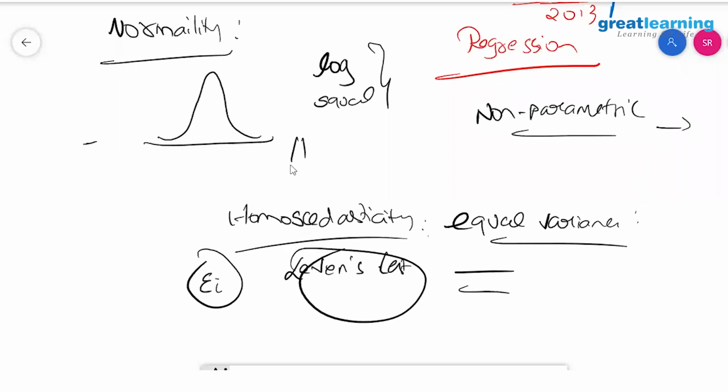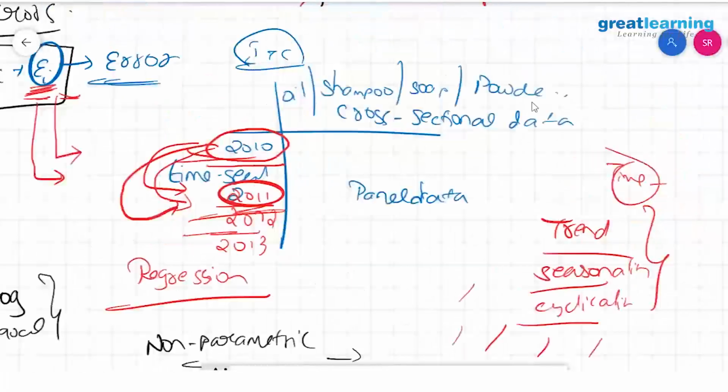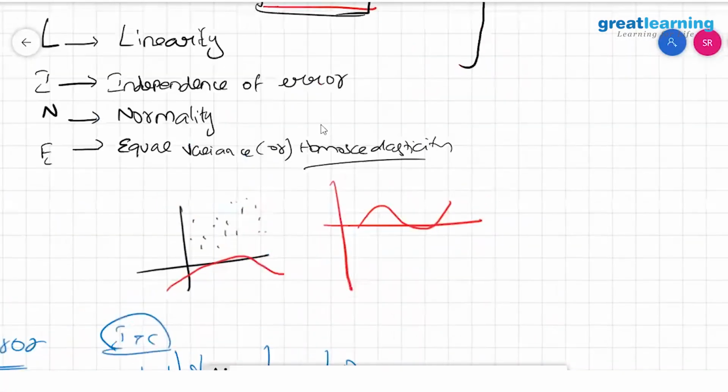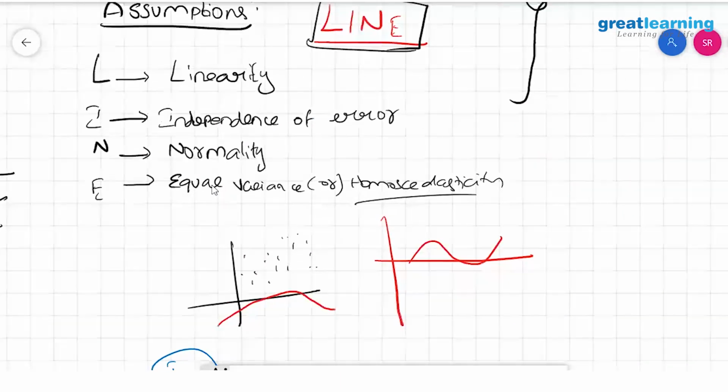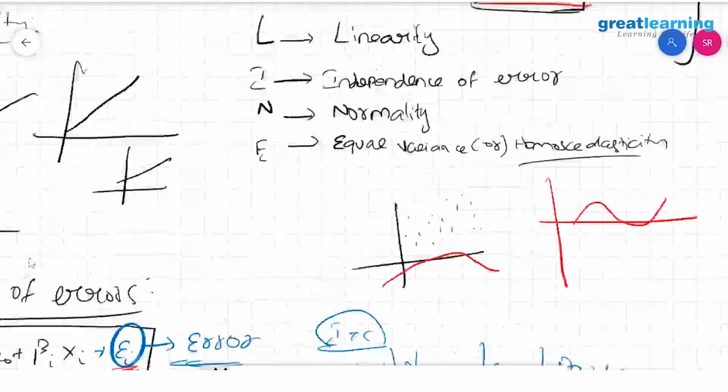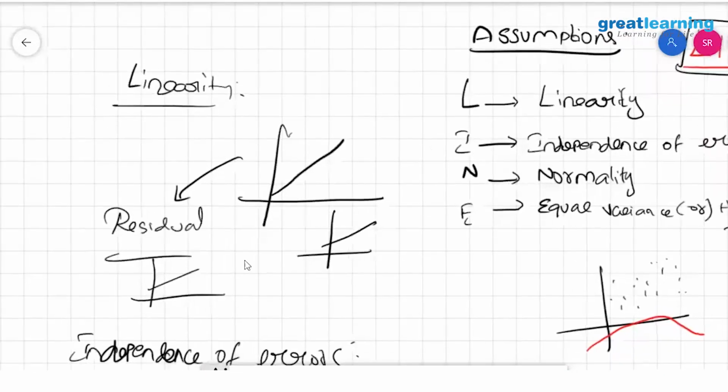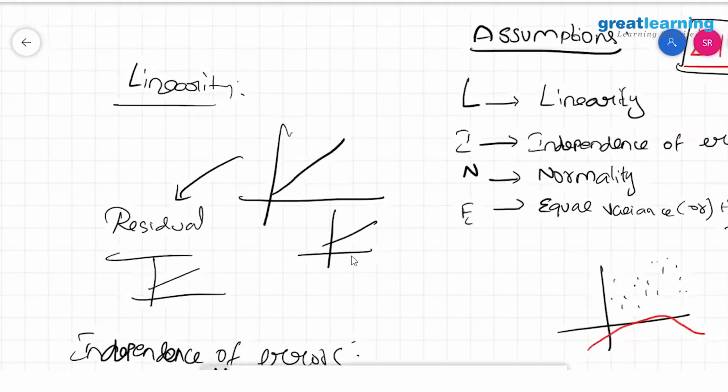So put it in simple terms: the variability of y values is the same as the variability of x. If y is high, the x should be high, right? So these four terms, linearity, independence of error, normality, and equal variance, I want you to do some homework, right? It cannot be understood in 10 to 15 minutes.